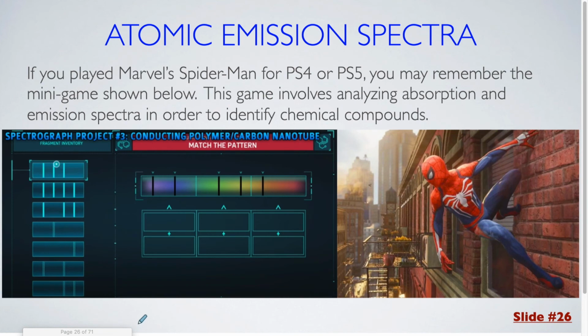If you played Marvel's Spider-Man for either PS4 or PS5, you may remember the minigame which is shown below. This involves analyzing absorption and emission spectra in order to identify chemical compounds. So this is very similar to what we were looking at on the previous slide.